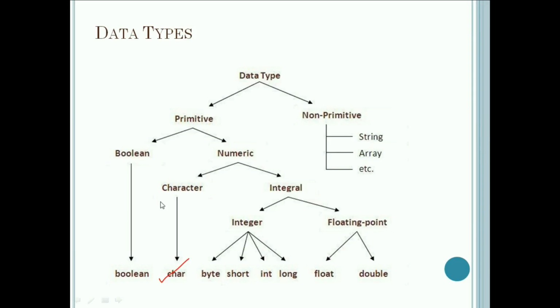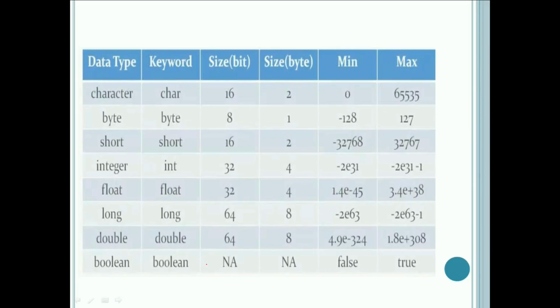Next, numeric is divided further into integral and floating point. Integral has two parts, integer and floating point. Integer has only real numbers, only integer values. It has byte, short, int, and long. The byte has a size of 1 byte, or 8 bits, and takes values from minus 128 to 127. It basically gives its range, and it's a very small range.